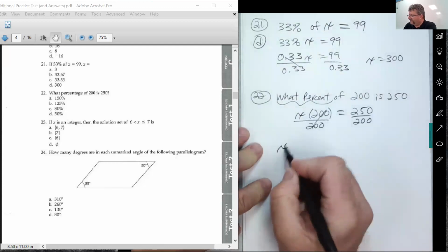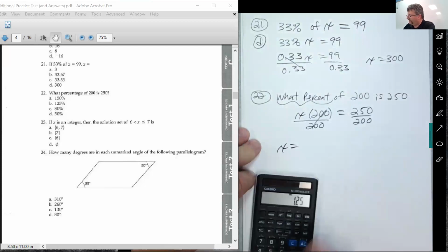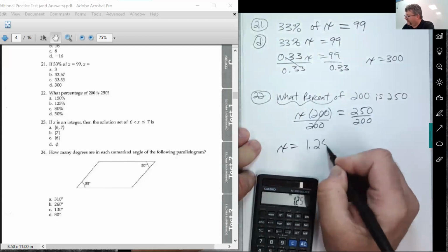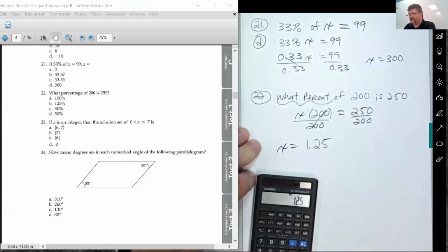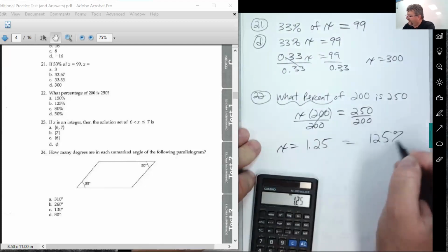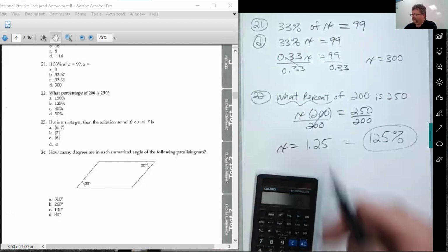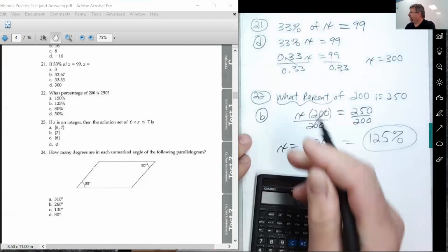Now, we're not going to get a percent for the answer. We're going to get a straight decimal. And this is going to be a number bigger than 1 because our numerator is larger than our denominator. So 1.25. Okay, but we need to convert it to a percent. So how do you convert to a percent? You move the decimal 2 places to the right, and you slap on a percent sign. So 125%. If we check out our choices here, we're going to see choice B for problem 22.